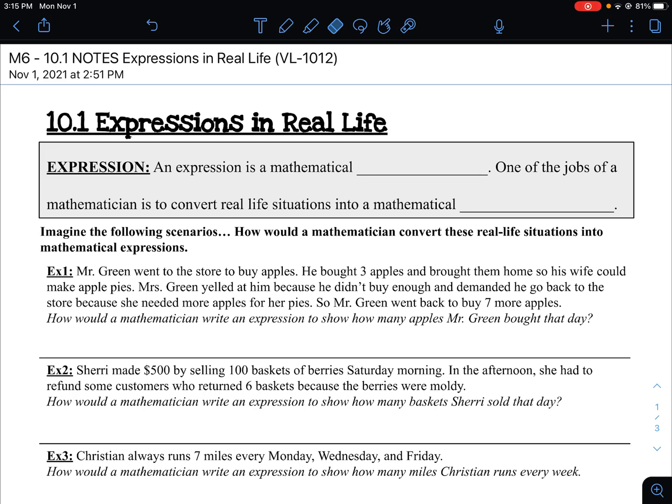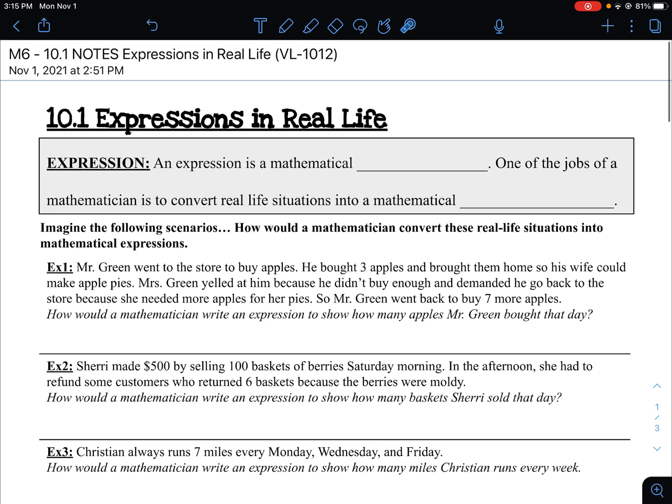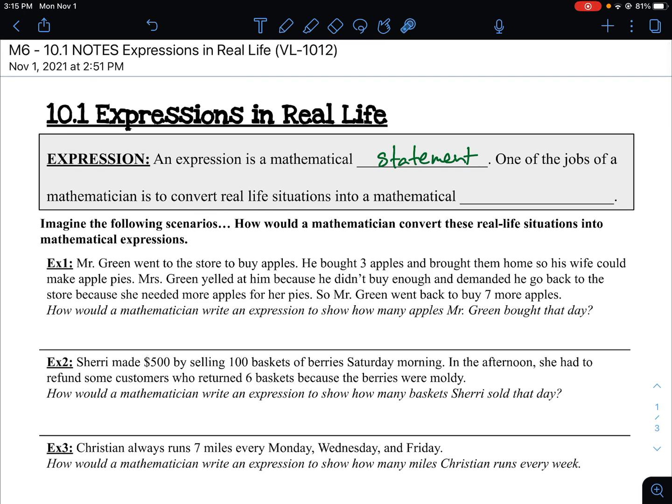In this video, we are going to take a look at mathematical expressions in real life. Let's begin. What is an expression? Well, an expression is just a mathematical statement. One of the jobs of a mathematician is to convert or turn real-life situations into mathematical expressions.